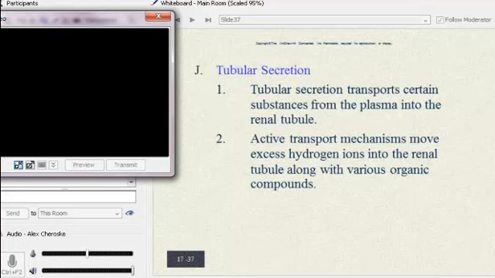So tubular secretion is where we're pushing things out of the blood and transporting them into the filtrate so that we can get rid of them. Different types of organic compounds, hydrogen ions, and even potassium ions are common things that we will secrete from the blood and push into the filtrate so that we can get them out of the body.